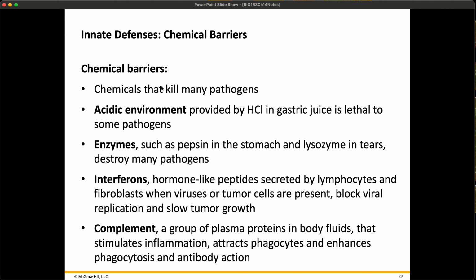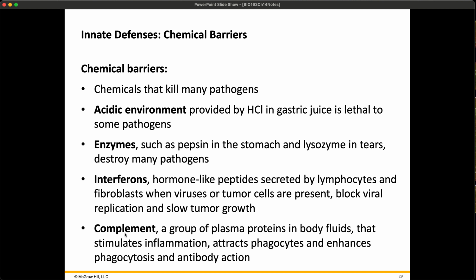Chemical barriers, so rather than a macrophage eating it or a mechanical barrier stopping it, this is things like our acidic environment that could start to denature the proteins of certain viruses or bacteria. Enzymes like pepsin and lysozymes in tears help destroy pathogens. Things like interferons, which are hormone-like proteins that can block viral replication. They slow tumor growth. They interrupt cell processes.